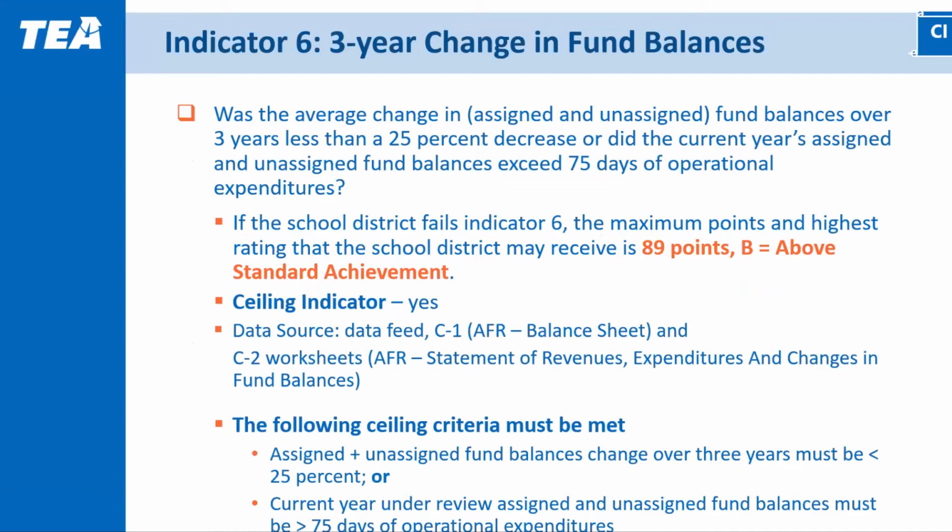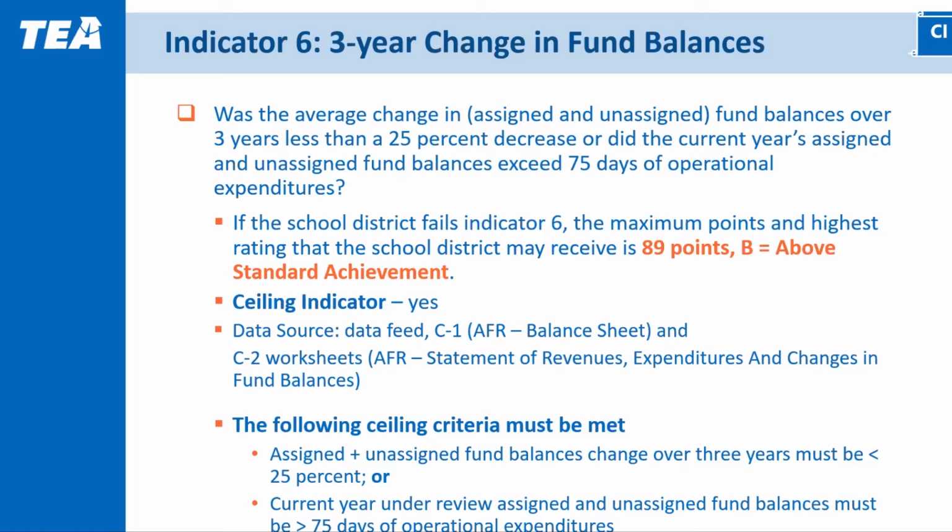Indicator 6 is new, and it's going to look at your fund balance over 3 years. And if you have a large decrease, then for the second part of the calculation, we look at the assigned and unassigned fund balance of your current year, and we'll compare that to the operational expenditures. And if you remember, when we say operational expenditures, we back out the function 81. And so we'll divide your operational expenditures by 365, multiply that by 75, and then compare your assigned and unassigned fund balance to that.